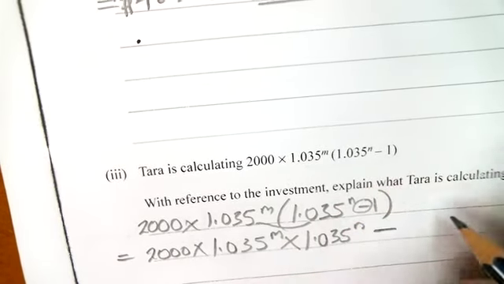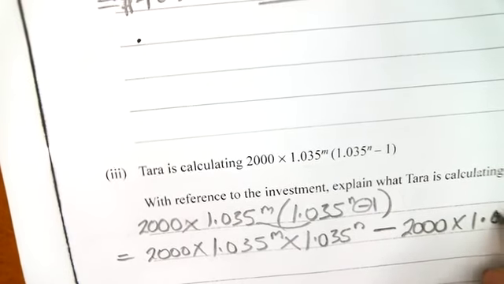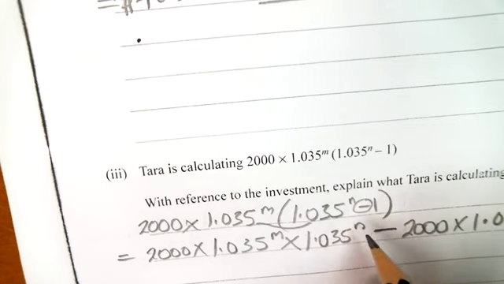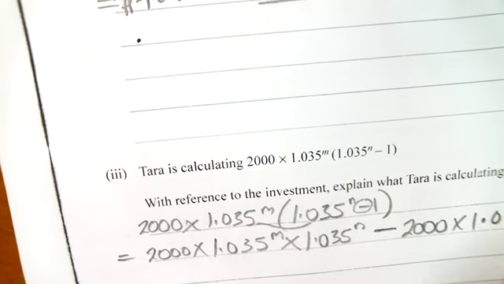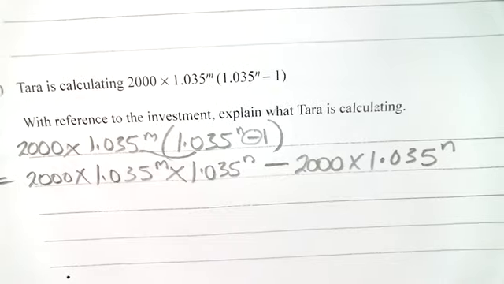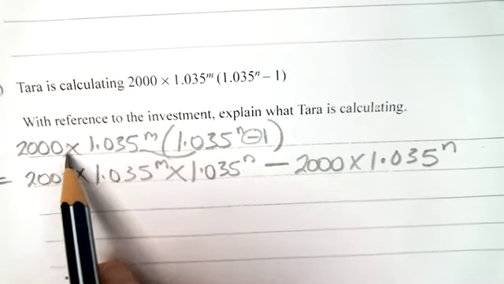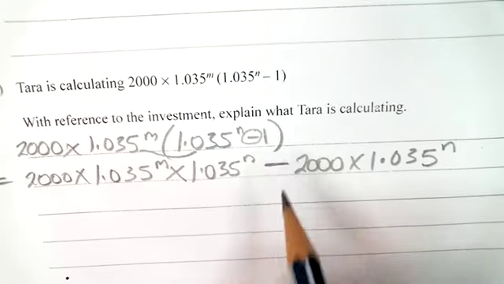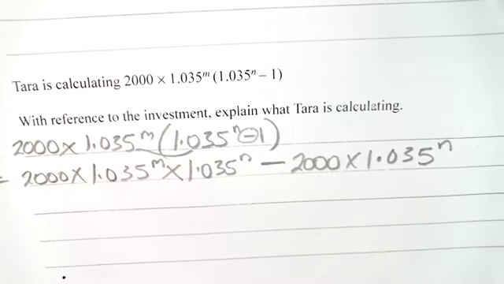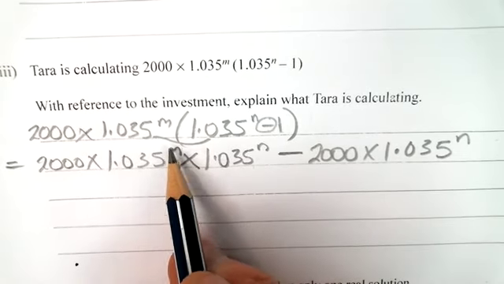One lot of this thing here, which is 2,000 times 1.035^m. Sorry, you couldn't see that. So in other words, it's this thing here times that, minus all of this times -1, which is negative that. So that's really all that is. It's just this bit here expanded out. But of course, we've got the same base here, and we can add the powers.